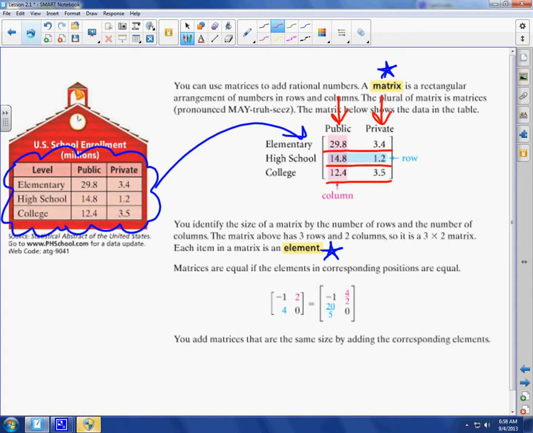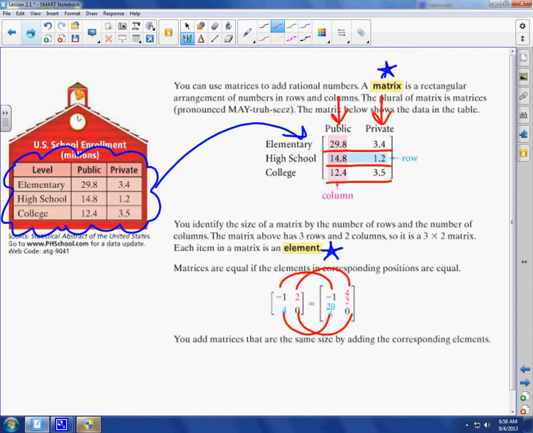Matrices are equal if the elements in corresponding positions are equal. So if you notice here, negative 1 and negative 1 are the same, so therefore that is equal. 2 goes with 4 divided by 2, which is 2. 4 goes with 20 over 5, which is 4, and 0 goes with 0. So you pair up the matrix with the same number that's in the same spot.